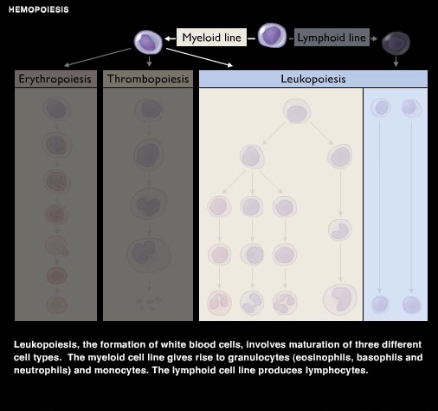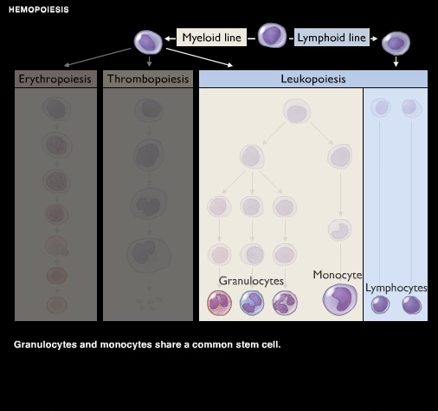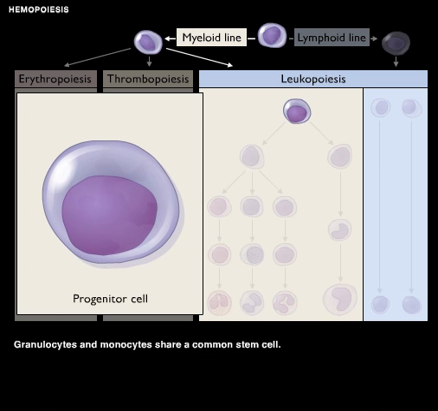Leukopoiesis, the formation of white blood cells, involves maturation of three different cell types. The myeloid cell line gives rise to granulocytes, eosinophils, basophils, and neutrophils, and monocytes. The lymphoid cell line produces lymphocytes. Granulocytes and monocytes share a common stem cell.